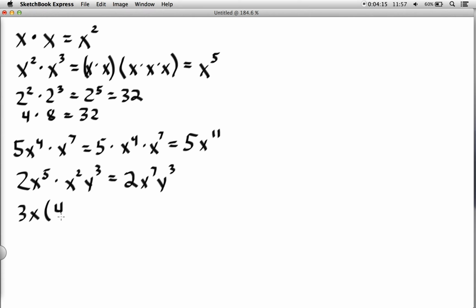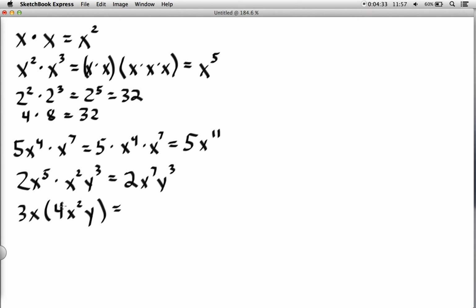Same thing if we have a parentheses here. Again, terms touching each other, the multiplication dot, the multiplication x, or parentheses, they're all the same ways of writing multiplying. So don't let that confuse you. We just multiply the common terms.